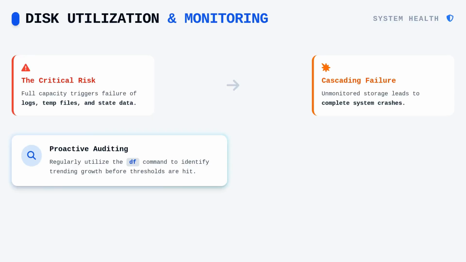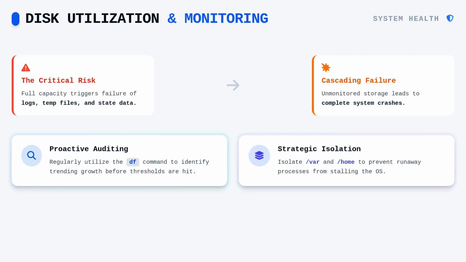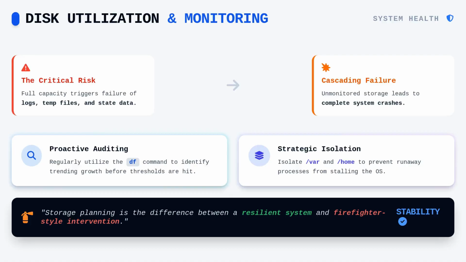You should regularly audit your mounts using the df command to identify partitions trending toward full utilization before they hit the critical threshold. It is also common practice to isolate data directories like /var or /home onto separate partitions to ensure that a runaway process filling up space does not stall the entire operating system. By maintaining awareness of your storage footprint, you proactively defend the stability of the services running atop your Linux environment. The discipline of storage planning is often the difference between a resilient system and one that requires constant firefighter-style intervention.